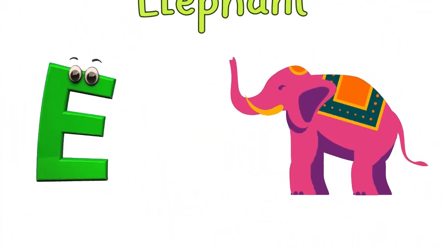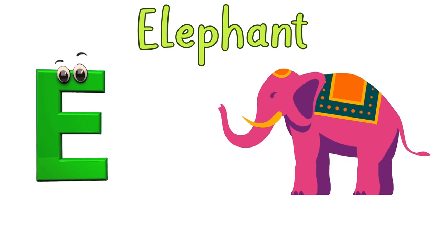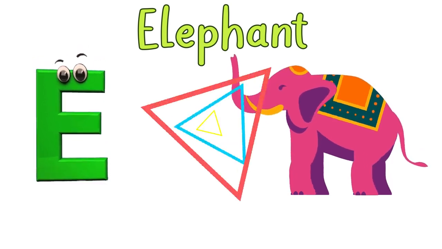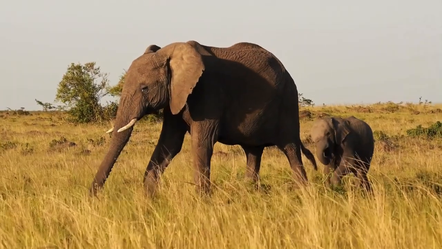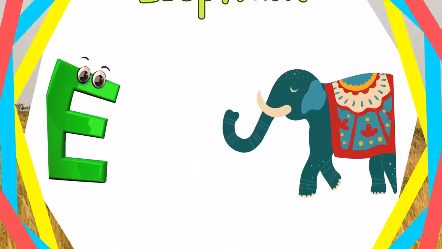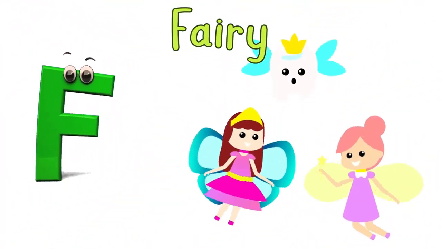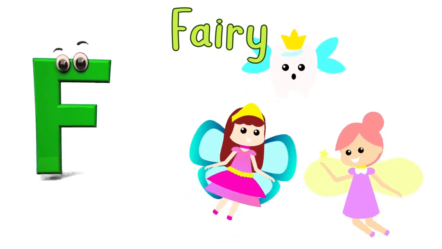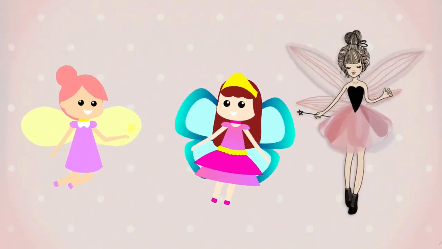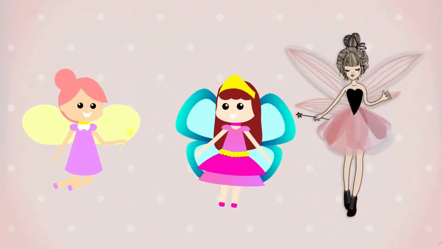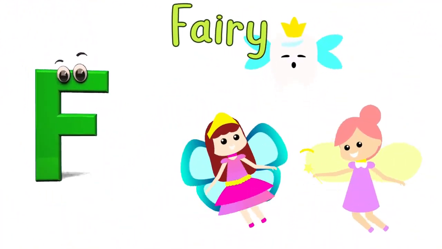E is for elephant, elephant. F is for fairy, fairy.